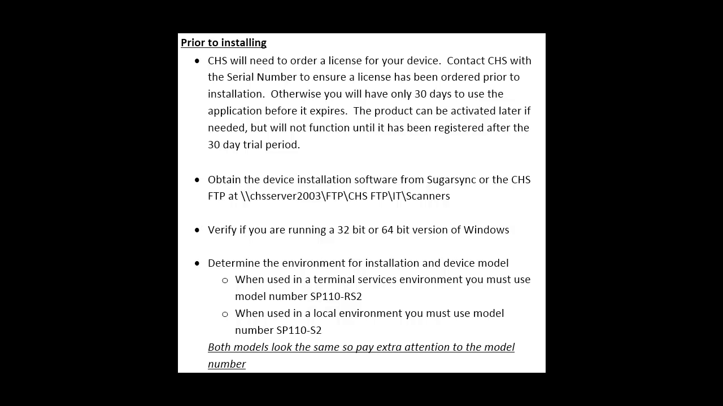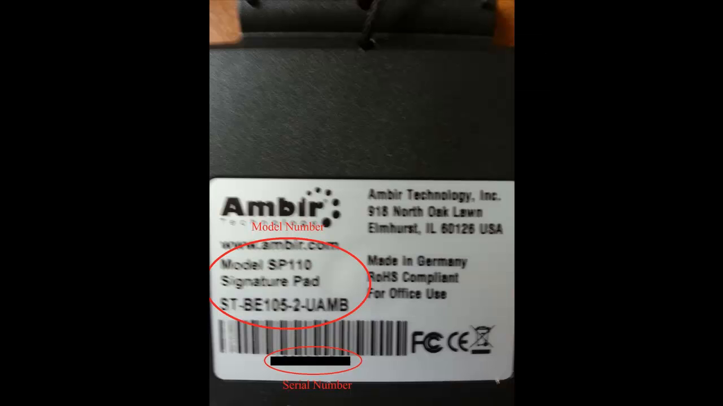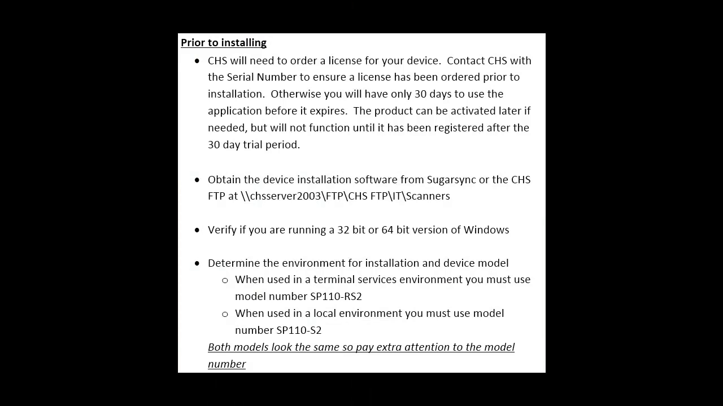The product can be activated later if needed, but it will not function until it has been registered after the 30-day trial period. You can find your serial number on the back of the device on the silver label below the barcode. Once you have your serial number and you're ready to install, be sure to obtain the device installation software. The physical media usually ships with the devices, however you can also download an ISO from our CHS SugarSync account or the CHS FTP.